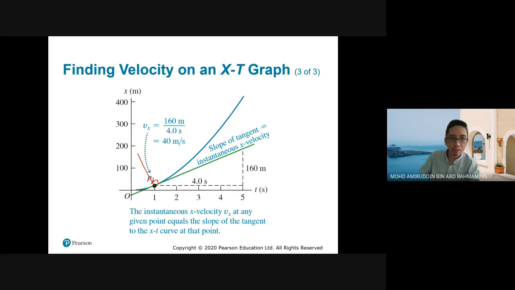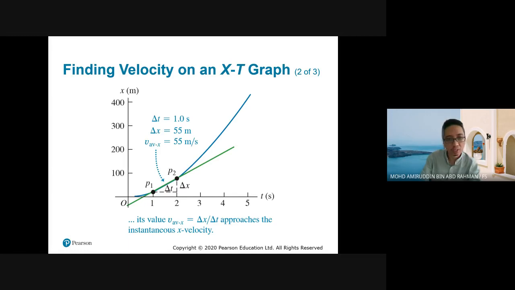So you have Vx. Vx is equal to, for example here, 160 meters divided by 4 seconds. So you have Vx over here of 40 meters per second. So you look at the difference there. Between this, you have the average velocity.